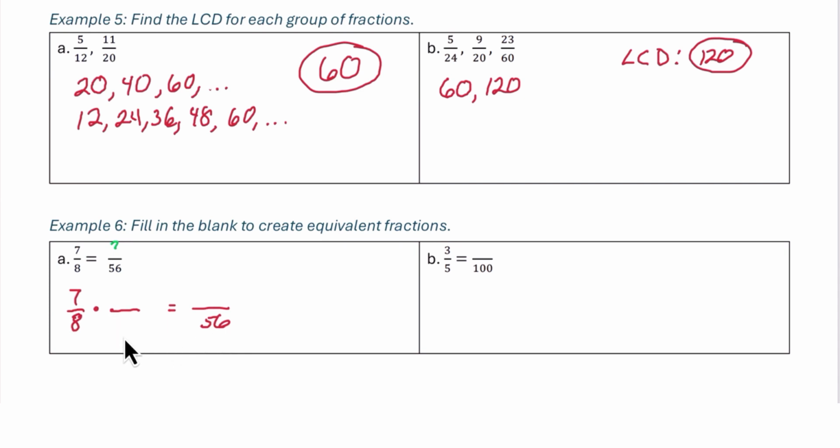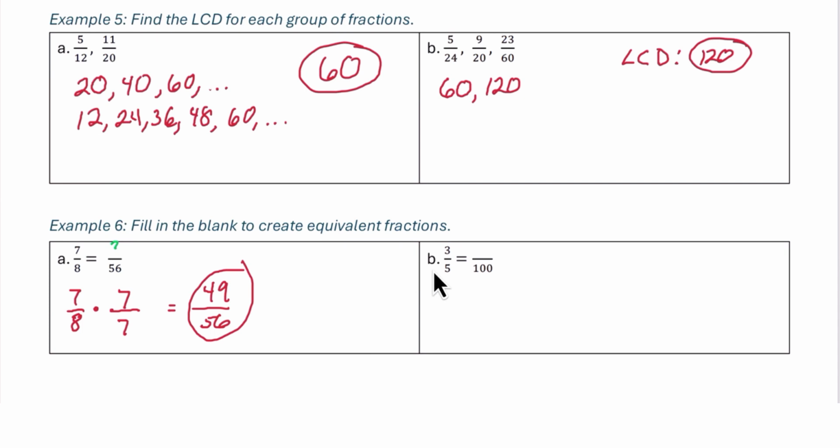So if we replace this question mark with 7, we need to multiply the top by 7 as well. So we'll put a 7 in the numerator. And now 7 times 7 is 49. We now have the equivalent fraction. 49 over 56 is the same thing as 7/8. If we reduced this fraction, we would get 7/8.